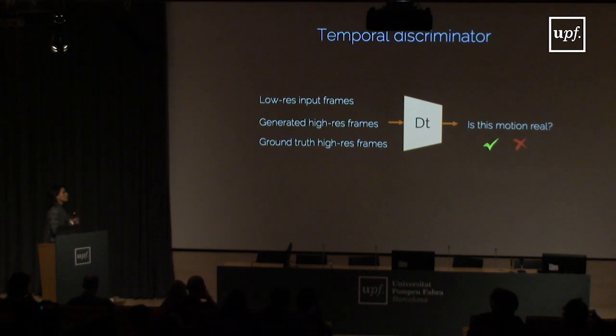So before we wanted to judge whether the details of the image, the edges of the image, the structures that were hallucinated are real or not. This was the spatial discriminator. But with the temporal discriminator, we can actually ask the question whether this motion is real or not. And since we know how a real ground truth high resolution motion is supposed to look like, we can judge whether our generated high-res frames are also looking realistic in the temporal domain.